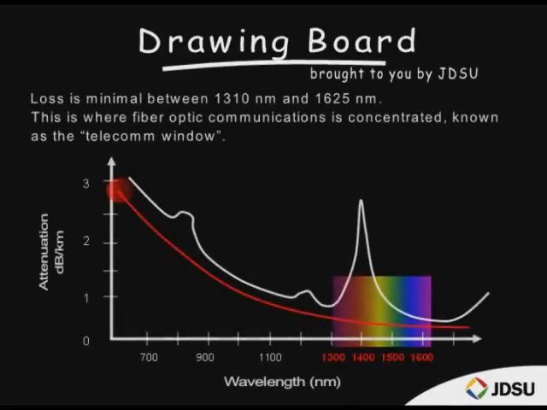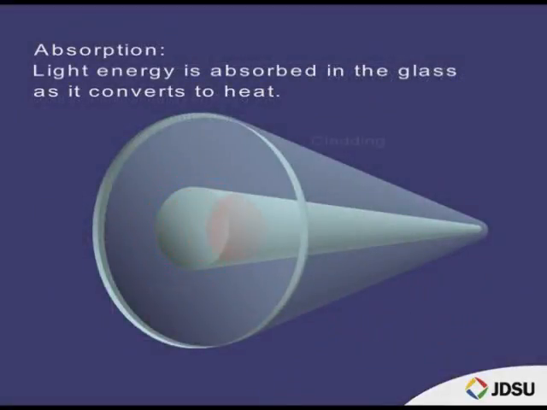Loss is minimal between 1310 nanometers and 1625 nanometers. This is where fiber optic communications is concentrated, also known as the telecom window. Let's take a look at a few of the causes of light loss in fiber optics.